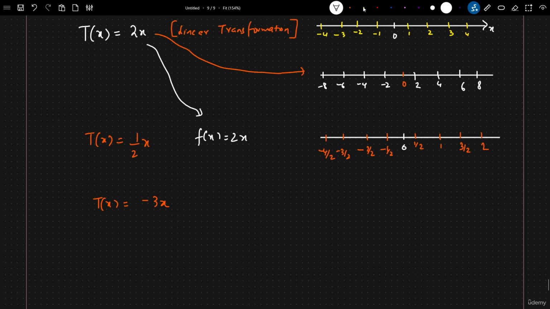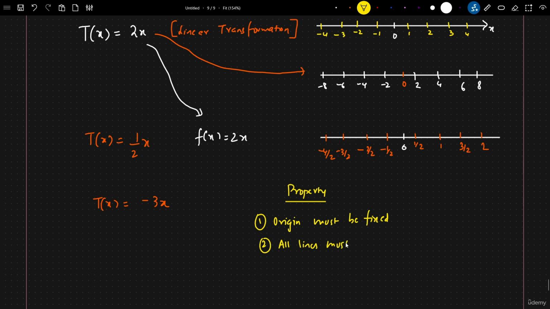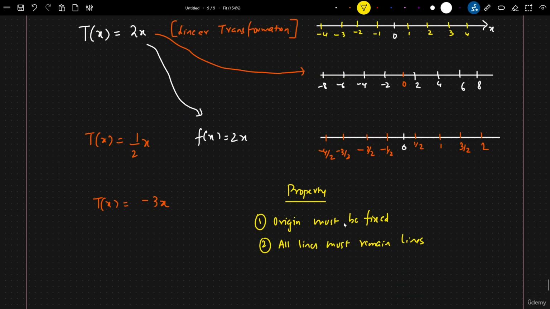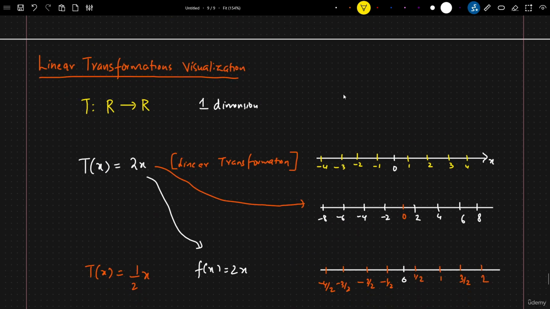So here, let me go ahead and write. There's some very important property that you really need to look at if you want to identify whether any transformation is a linear transformation or not. So here there are two things. One is the origin must be fixed, and the second one, all lines must remain lines, right? And right now, if I consider this as an example, this line is still a line with respect to one dimension. But again, a better way to understand is to see a 2D matrix, okay?